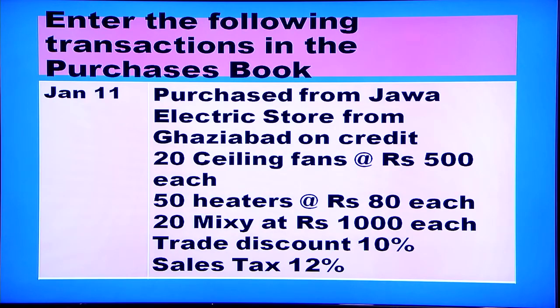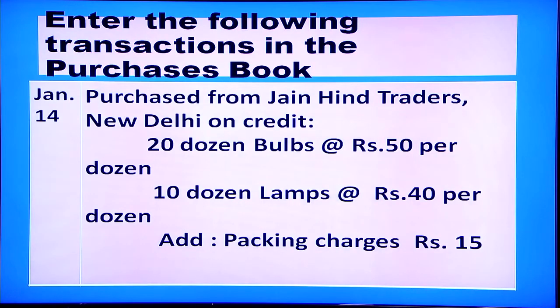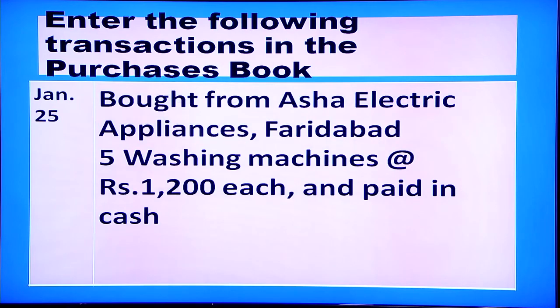Next, we have purchased on January 11th from Java Electric Stores, that is in Ghaziabad, on credit, 20 ceiling fans at Rs 500 each, 50 heaters at Rs 80 each and 20 mixie at Rs 1000 each. Trade discount is given, sales tax is given in the question. Similarly, purchases from another trader and details are also mentioned. Then we bought from Asha Electric Appliances and we have mentioned the details.